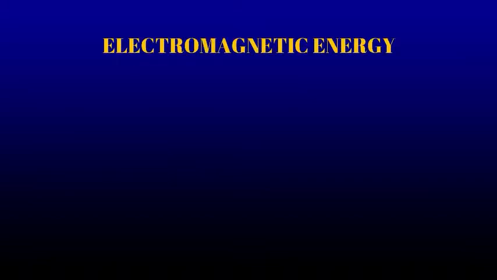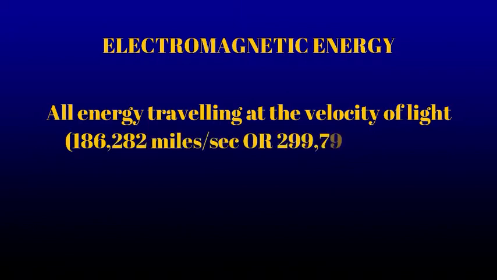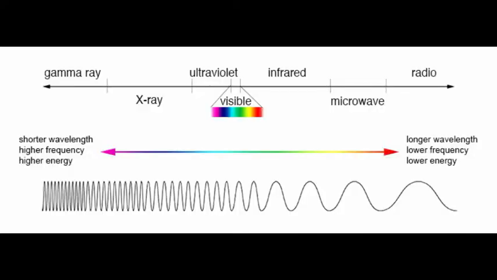When we talk about solar radiation, we are actually talking about electromagnetic energy, which is all energy traveling at the velocity of light, 186,000 miles per second, or 299,000 kilometers per second, in a harmonic wave pattern. From electromagnetic energy, we get the electromagnetic spectrum. It is basically light energy broken down by wavelength.